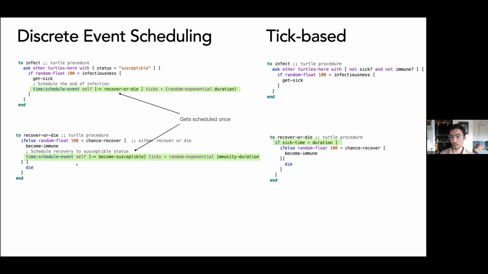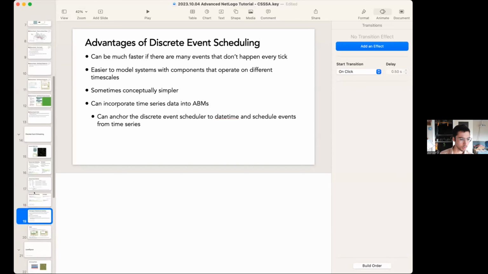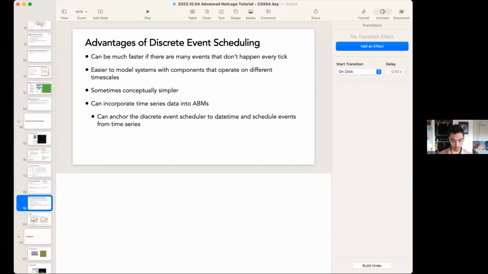Whereas in this version, the original version, every tick the turtle has to check: has my time of being sick gone longer than the sick duration? And if so, then do this random thing to become immune or to die. But this has to be checked every tick. Whereas here we just schedule this thing once, and then when we reach that time, that event happens. So let me just show that running really quick.